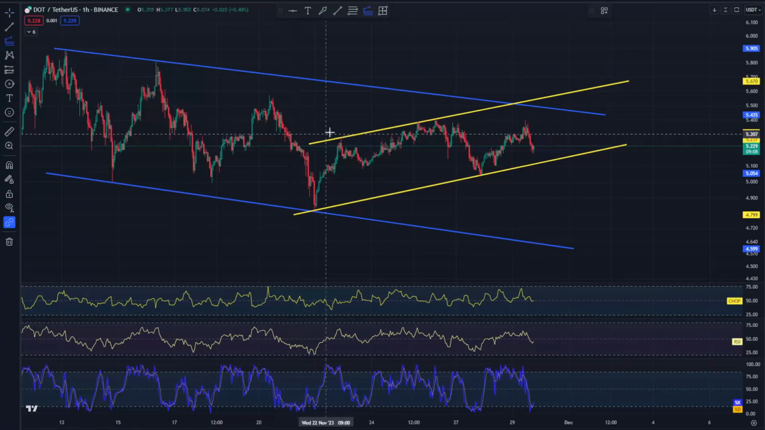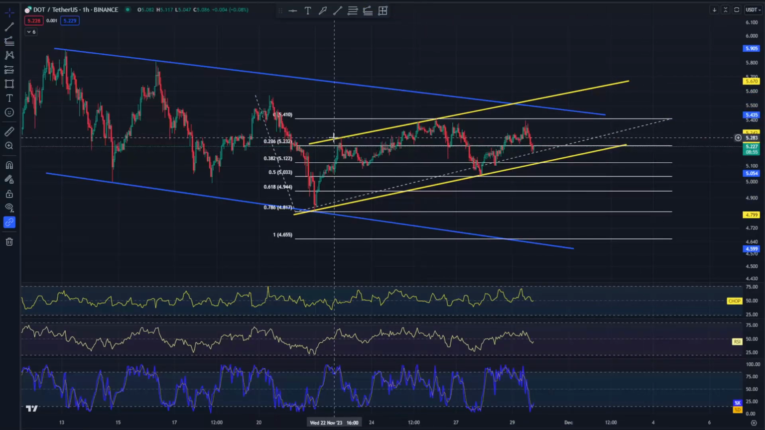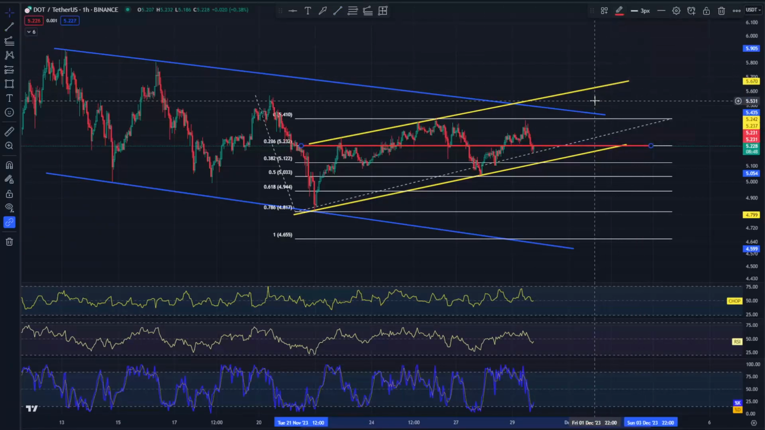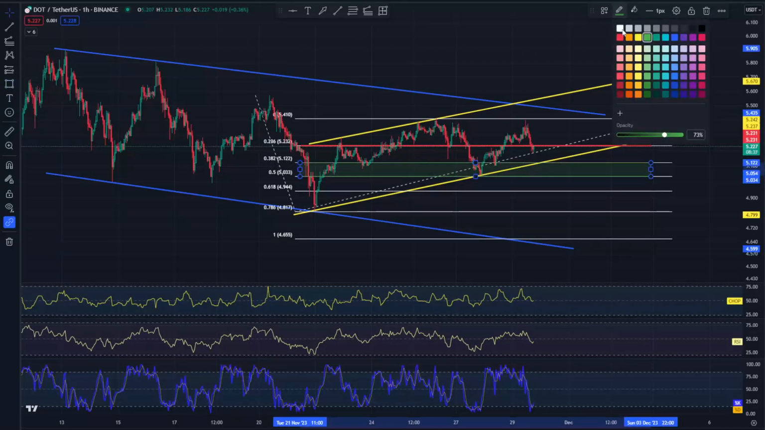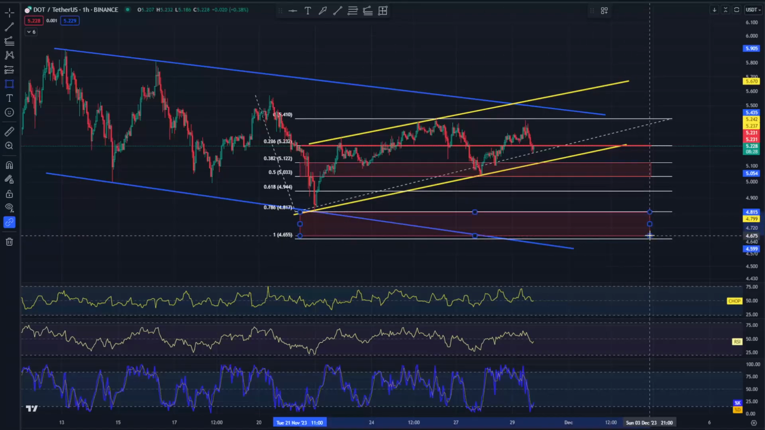Going further, we can move on to marking support areas when we start a larger correction. And here the first support is at the current price level of $5.23. Then we have a support zone from $5.12 to $5.03. And then we have a strong support zone from $4.81 to $4.65.